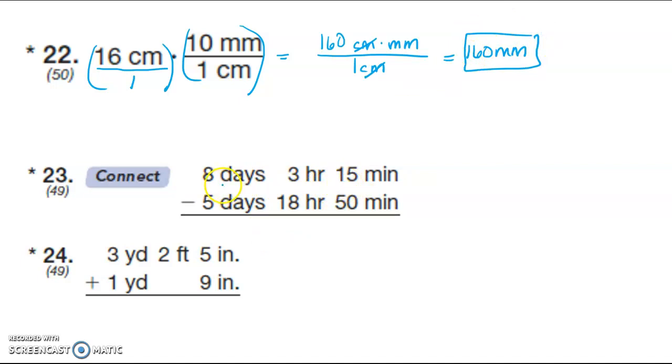Okay, this one, we're subtracting units. I can't subtract 15 from 50, so I'm going to have to borrow an hour. So that means I have to add 60, which makes it 75. Okay, now I can subtract it. That's 25 minutes. I'm going to change colors here. And I can't subtract 18 from 2, so I'm going to borrow a day, which means this is plus 24, which makes this 26. Let's see, that's 8 hours and 2 days.